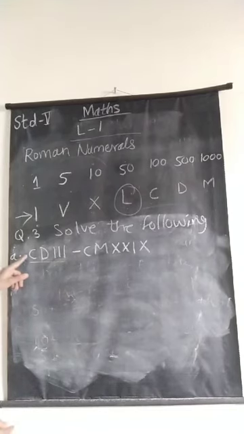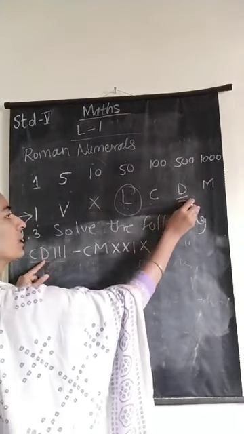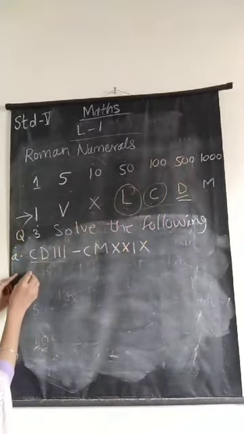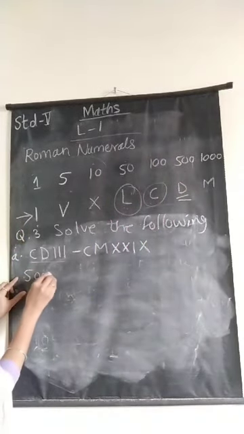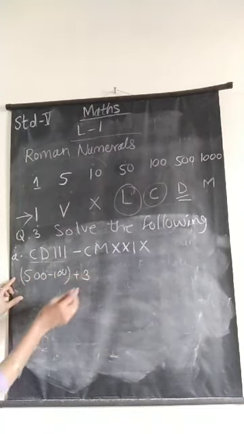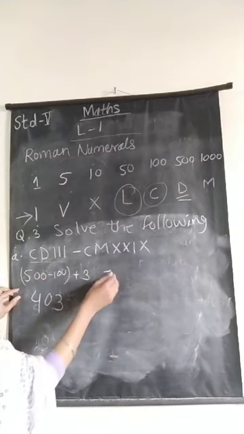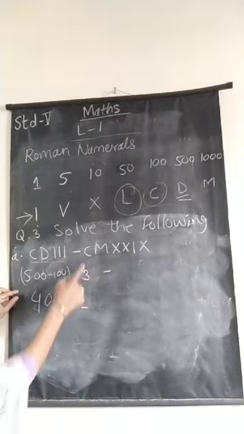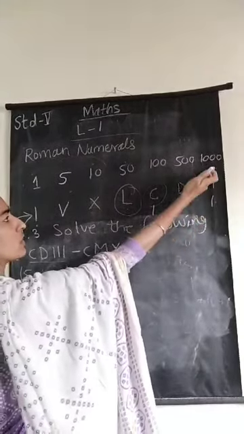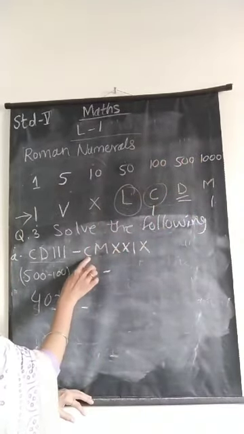Now you can see C comes first and D is after it, but here you can see D is the bigger one and the smaller number comes first, so we have to subtract this. So this number is 500 minus 100 and this is 3, yes? So 403 will be the first number. Now minus, the second is CM. C is here, M is here. So 1000 minus 100, because C is smaller and it comes first.